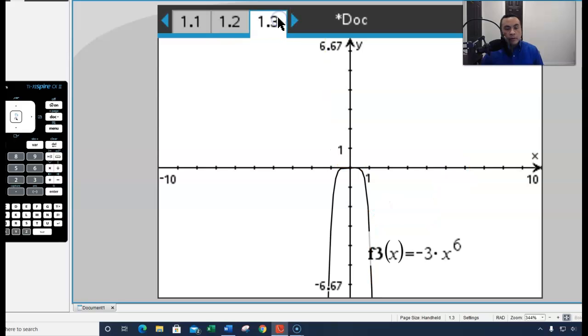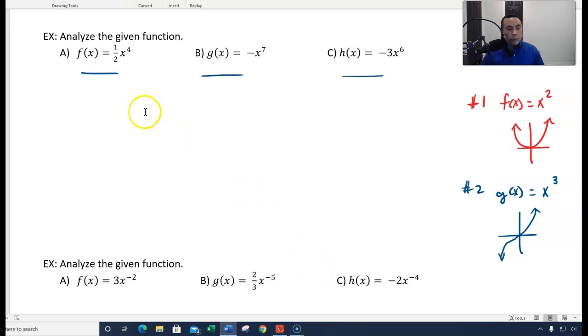If we look at the third graph, here's another one, negative 3x to the 6th power. Well, it's an even function, so it would have gone up and up, but because of the negative, it flips downward. So those are my first three examples here for these. Again, we could ask you any sorts of things.